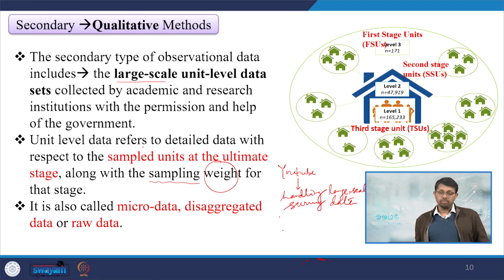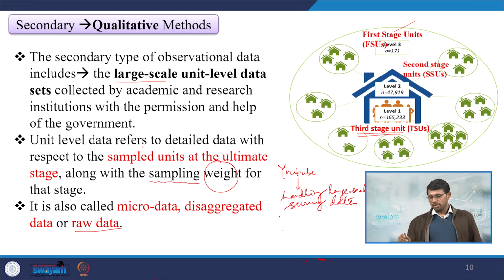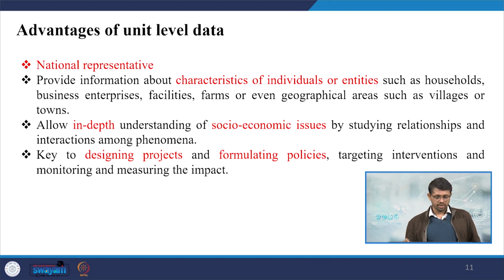It is also called the micro data or disaggregated data or even the raw data. It depends on where you are actually working. Usually this involves first stage, second stage and third stage. So, usually the final stage is considered to be the households. How households are actually considered as the surveying unit in NSS data: TSUs, SSUs, FSUs, etc. These are the words used in the survey data which we discuss in this module.